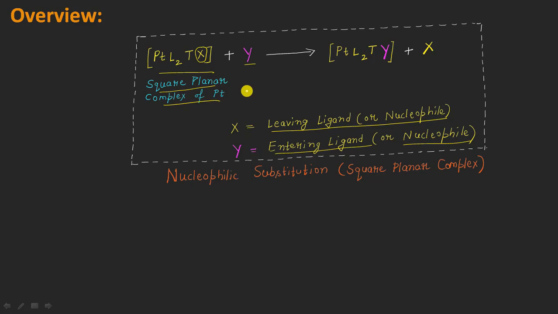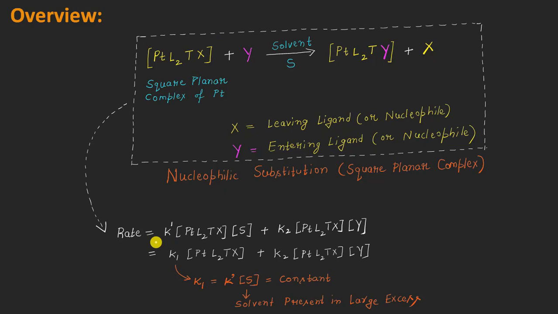The nucleophilic substitution reaction will take place in a way that this X here will be replaced by this Y ligand, resulting in the formation of this as the final product, right? And this X will be moving out of the system such that the overall rate law equation for this type of nucleophilic substitution reaction in case of a square planar complex will be something like this here, right? So basically it will consist of two rate law terms.